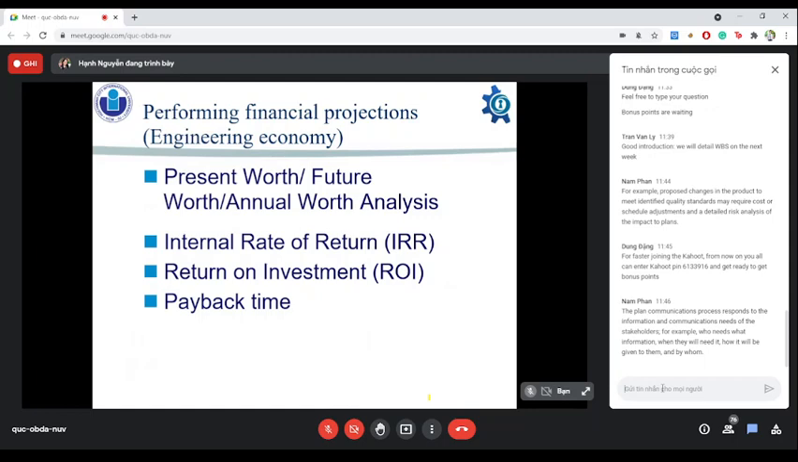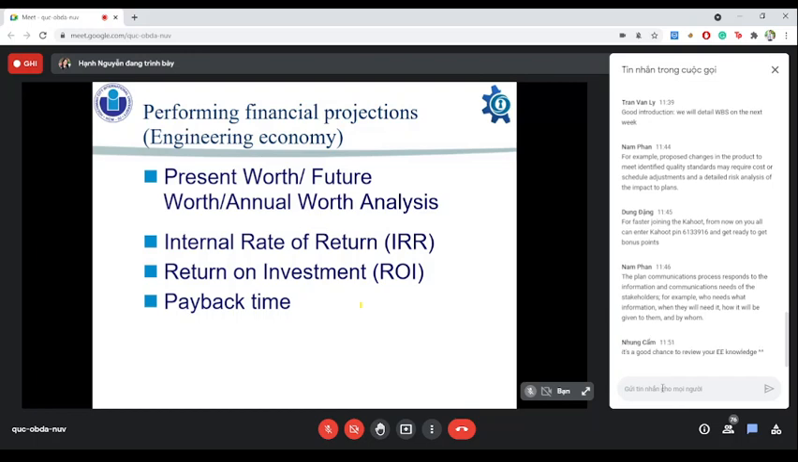When it comes to financial processing, we have to review some familiar terms that we have learned in the engineering economy course. It is present worth, future worth, annual worth analysis. Internal rate of return, IRR, which is used in financial analysis to estimate the profitability of potential investments. Return on investment, ROI, is used to evaluate how well an investment has performed, and also payback time.